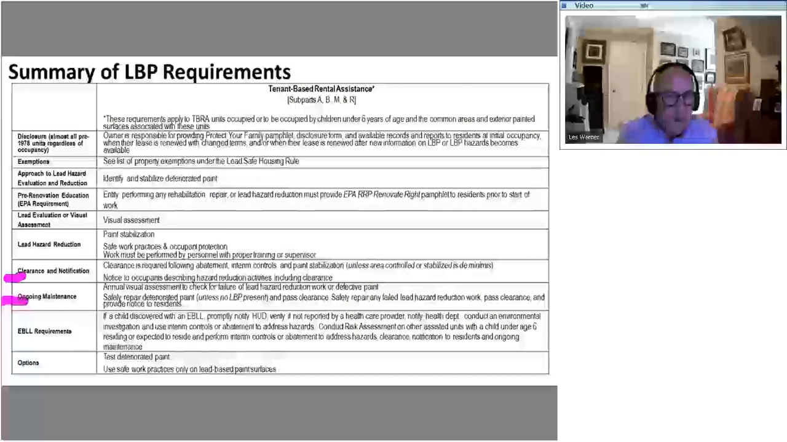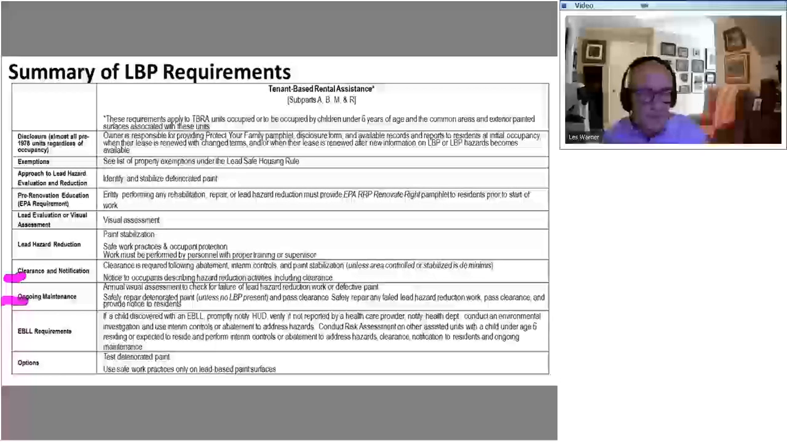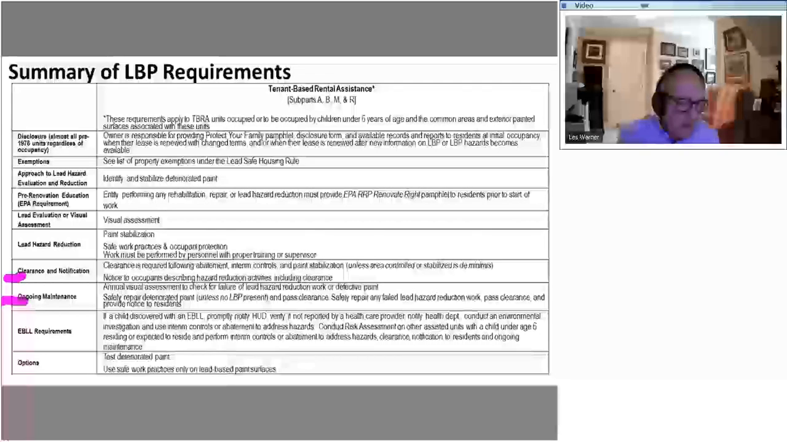First off, as Chris showed you on Subpart M, other than the disclosure and the tenant instructions, the rest of this is being applied where we have households that include children under the age of 6. So that essentially gives you an exemption on most of these steps, other than the disclosure and the tenant instructions.